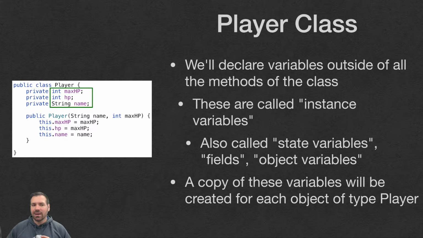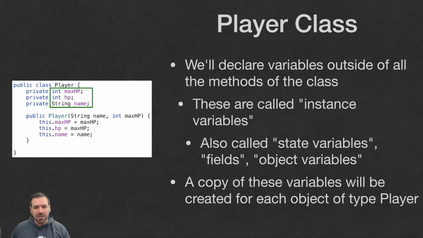So if I want multiple players in my game, which is a big point of defining classes, if you want multiple objects of the same type. I want multiple ArrayLists, I want multiple objects of type ArrayList in my code. I want multiple objects of type HashMap.